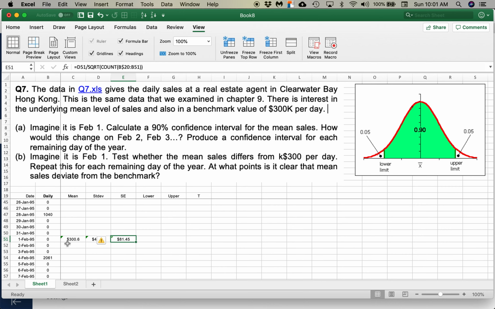Okay, so we've got three good numbers, the mean, the standard deviation, and the standard error on February 1st. Now we need to calculate the lower and upper bounds of a 90% confidence interval.